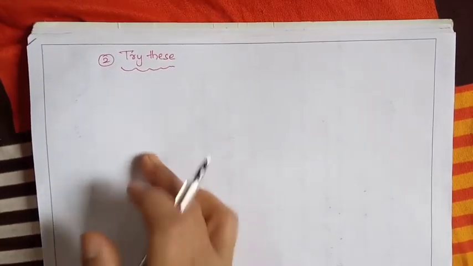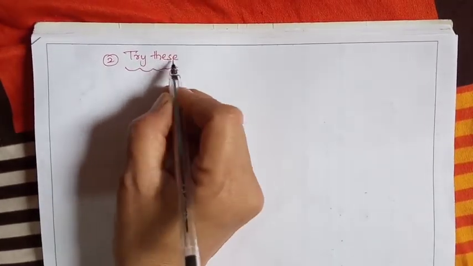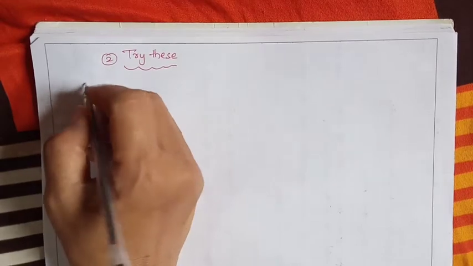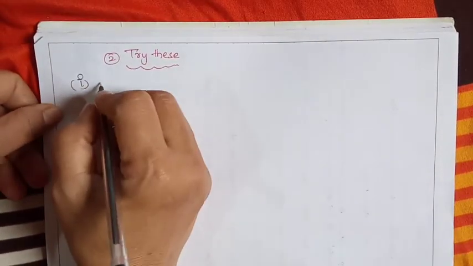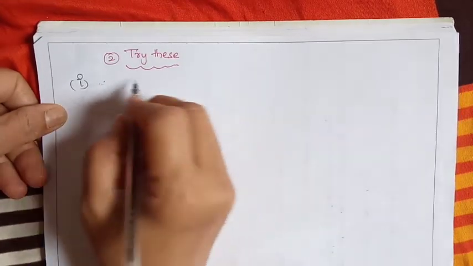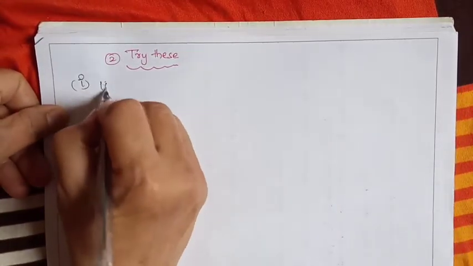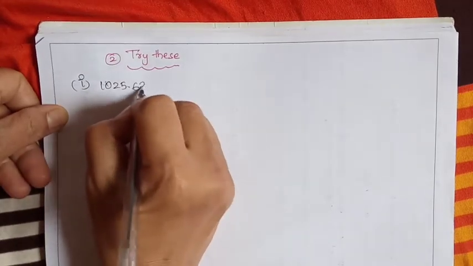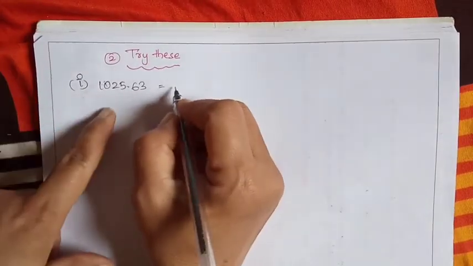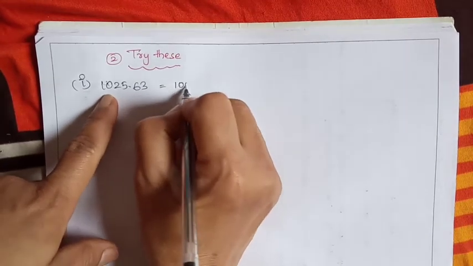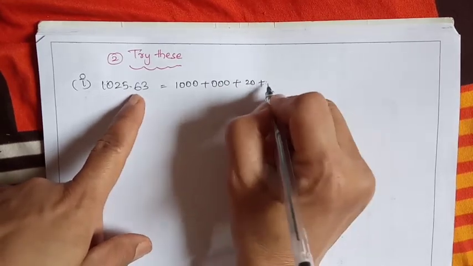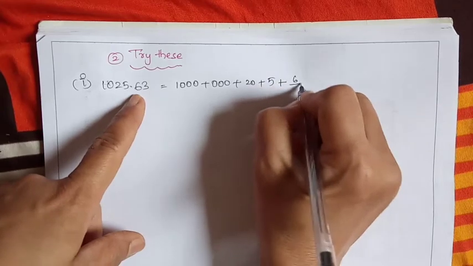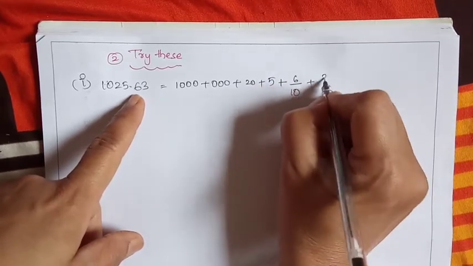Yes, we will go to the next, try these problems. There are two questions only. I will explain both the questions, but you have to practice them, children. The first one is: expand the following using the exponent method. 1025.63. Okay, first I will expand in the natural way. 1000 plus hundreds place, plus 20 plus 5 plus 6 by 10 plus 3 by 100.